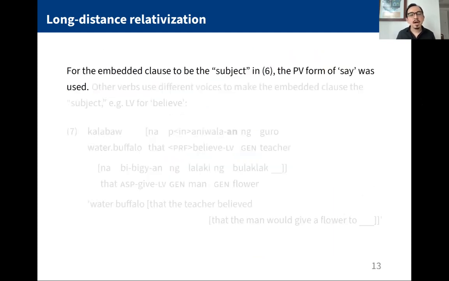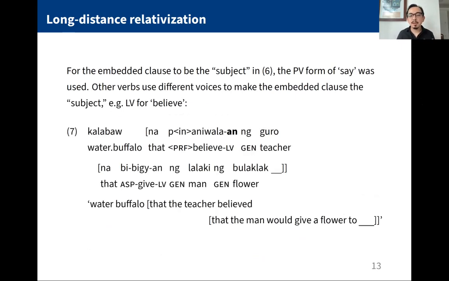Okay. I'll note too that in that previous example that I just showed, to make the embedded clause the quote subject of the higher clause in the relative clause, the patient voice form of say was used, but different embedding verbs will use different voices for this purpose. For example, for believe, to make the embedded clause its subject, we need to use locative voice. And then in long distance relatives, we also use the locative voice.